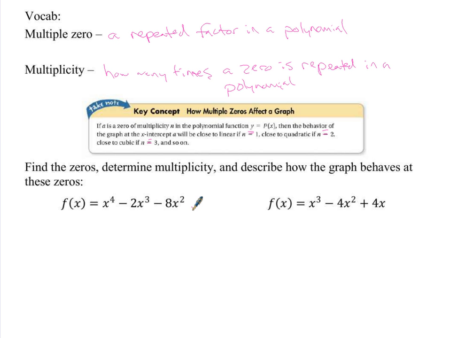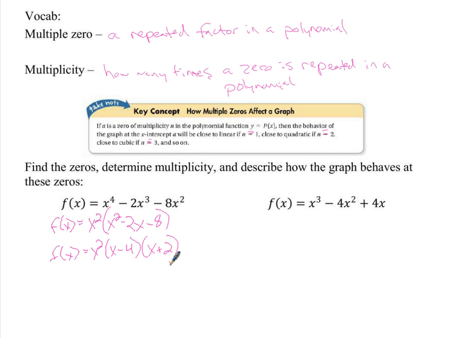So GCF here is not 2x, x squared. So I have x squared times what's left over, which is x squared minus 2x minus 8. Am I done factoring? No. What else? Good. Two numbers that multiply to give me negative 8, add to give me negative 2. What are they? Negative 4 and 2. So I get f of x equals x squared times x minus 4 times x plus 2.